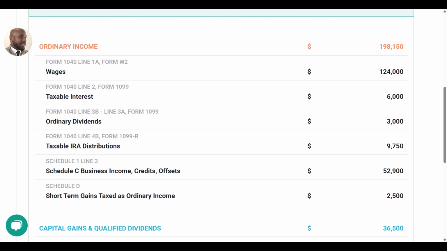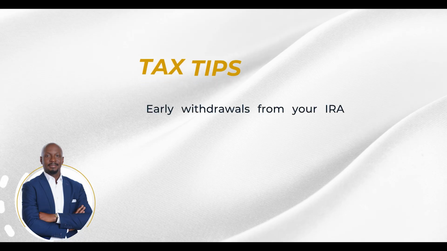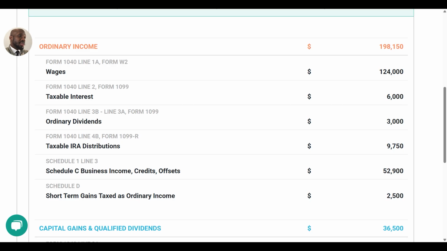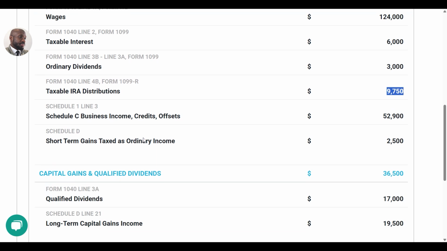In Peter and Paula's case, they took out some money from their IRA. And because they are not yet over the age of 59 and a half, the distribution is taxable. So in this case, they've gotten a form 1099-R from their broker custodian, and it's on line 4B. And the total amount that is taxable is $9,750. If they were over the age of 59 and a half, it would not be a taxable distribution. It would have just been reported as a distribution, but not taxable. But in this case, they are under the age of 59 and a half. No exception applies, so it's all taxable.